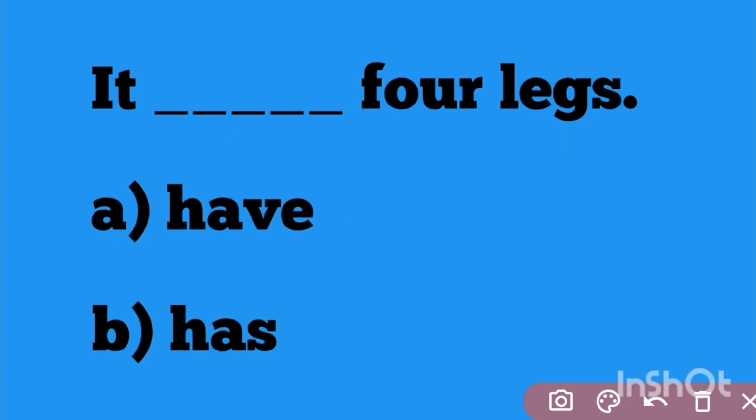It, blank space, four legs. My dear friends, it is also a very good question. My dear friends, the word it, friends, it is always singular. It does not have any kind of plural form. If we write down the plural of it, that will be they. That means the term it is always singular. So as it is singular, obviously we have to use the singular verb has. It has four legs.